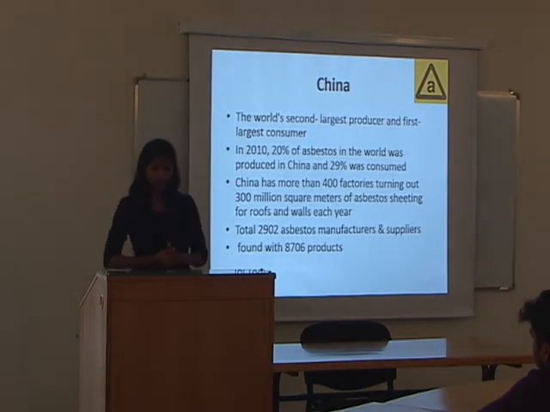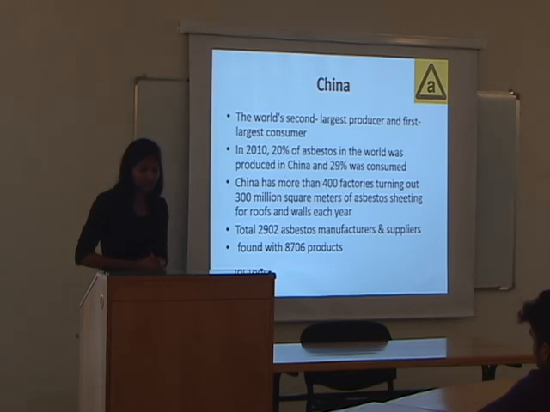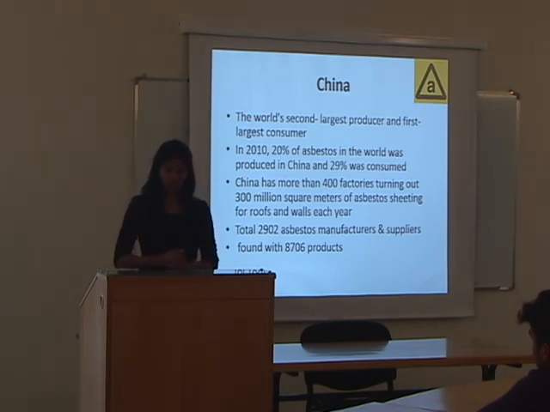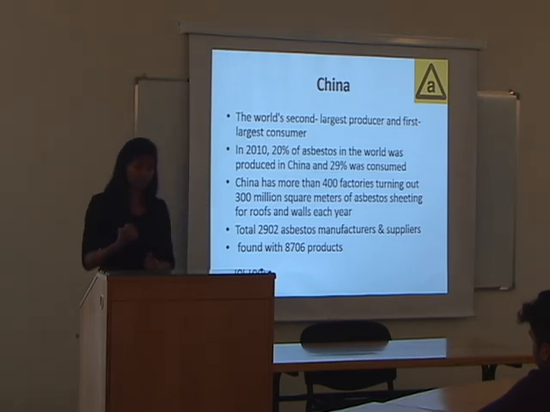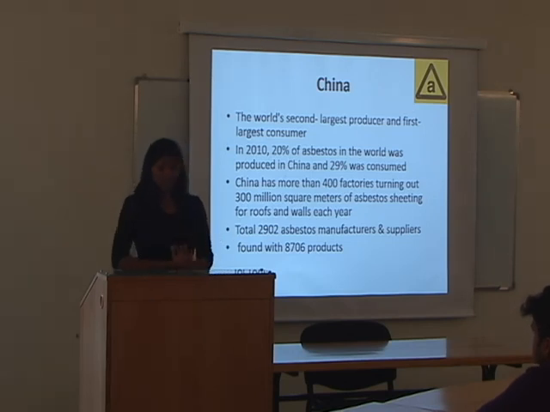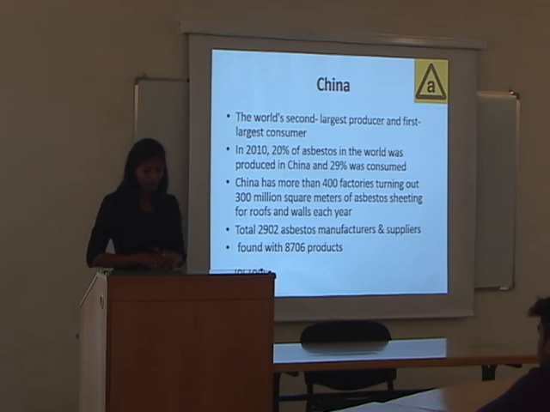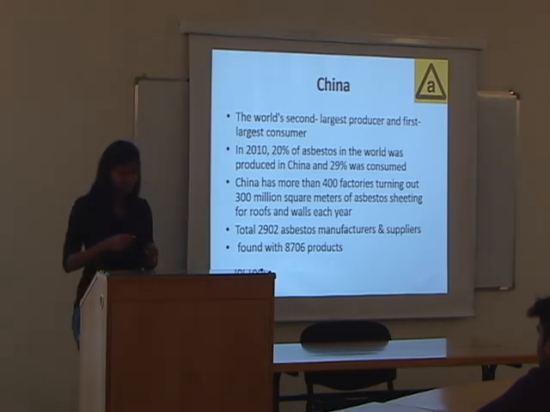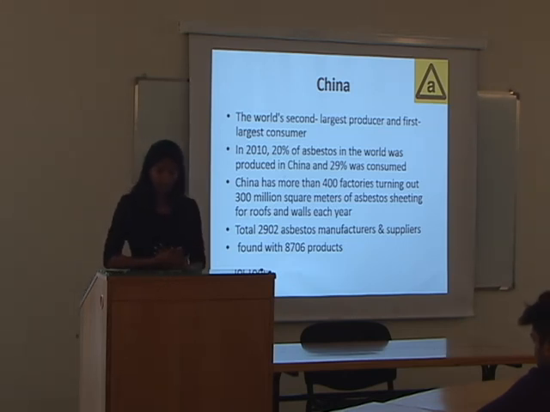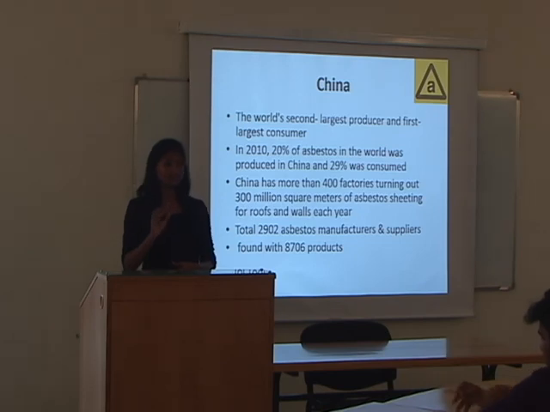And China is the next. They are the second largest producer and first largest consumer. In 2010, almost 20% of the world's asbestos was produced in China and 29% was consumed. They have almost 400 factories, and they made 300 million square meters of asbestos sheets. There were about 2,902 asbestos manufacturers and suppliers, and about 8,706 products produced in China.